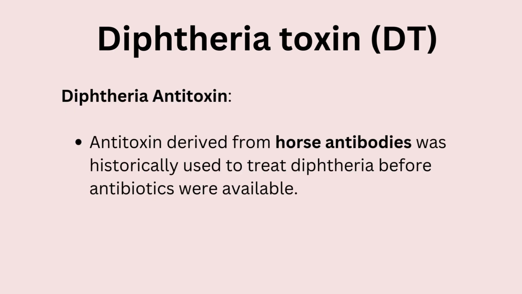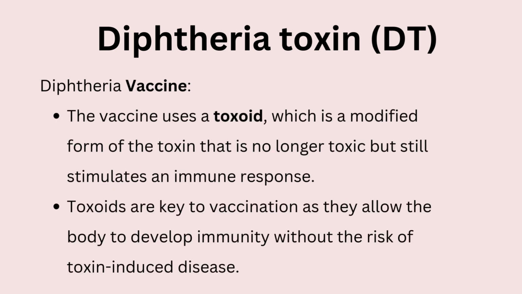Diphtheria antitoxin. Antitoxin derived from horse antibodies was historically used to treat diphtheria before antibiotics were available. Diphtheria vaccine. The vaccine uses a toxoid, which is a modified form of the toxin that is no longer toxic but still stimulates an immune response. Toxoids are key to vaccination as they allow the body to develop immunity without the risk of toxin-induced disease.